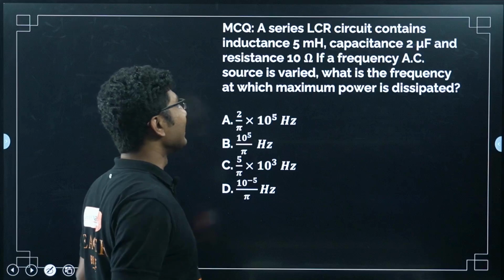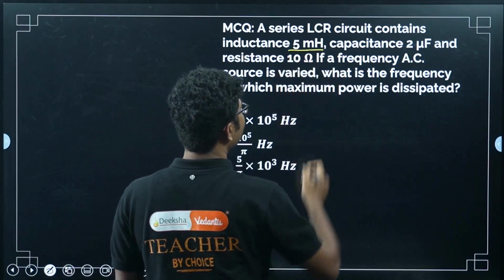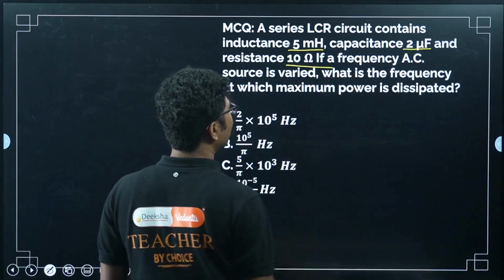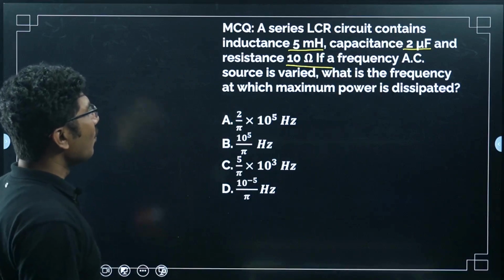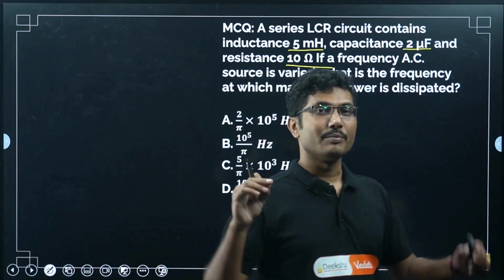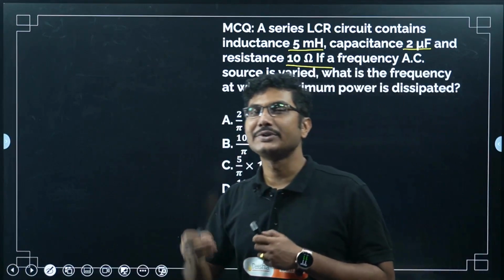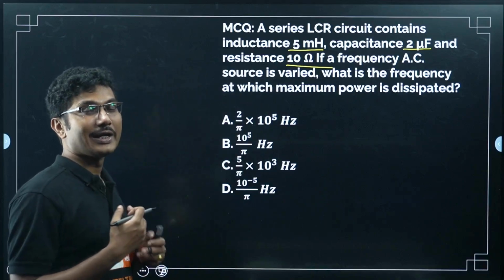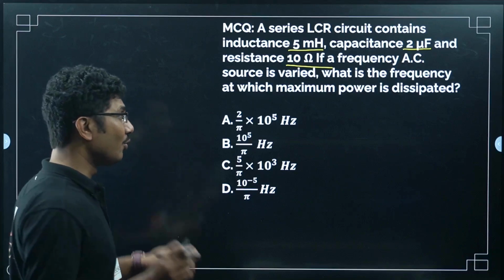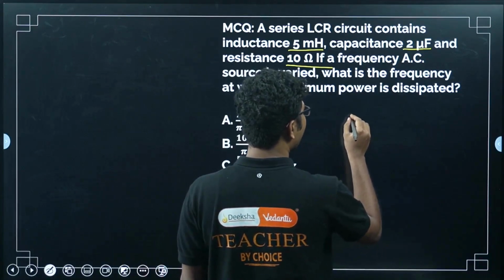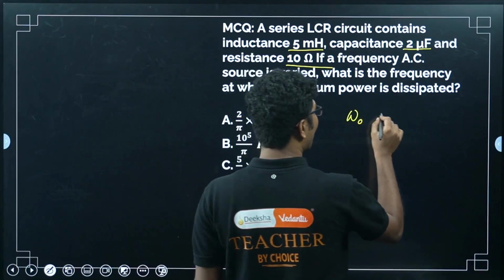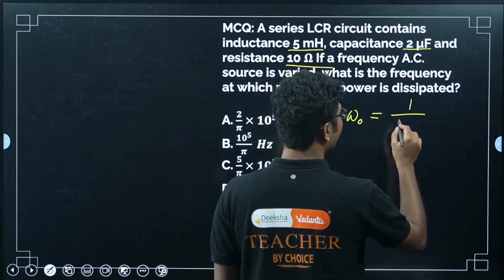A series LCR circuit contains an inductance of 5 millihenry, a capacitance of 2 microfarad and a resistance of 10 ohm. If the frequency of the AC source is varied, what is the frequency at which the maximum power is dissipated? This is basically a question based on resonance, but they have simply changed the language so that you might feel you have to calculate Z, etc. The only thing you have to calculate is omega naught. What is omega naught? Resonance frequency, right? So omega naught is nothing but 1 by square root of LC.